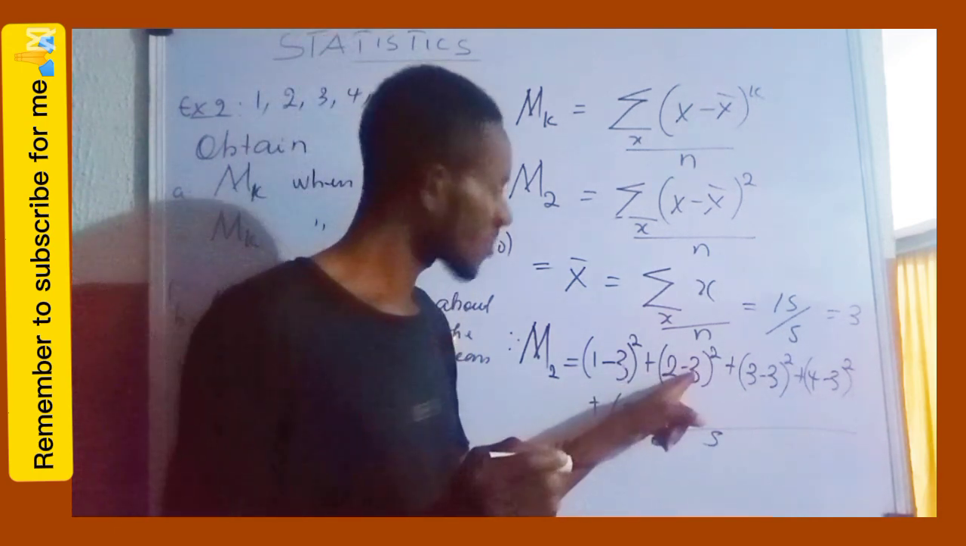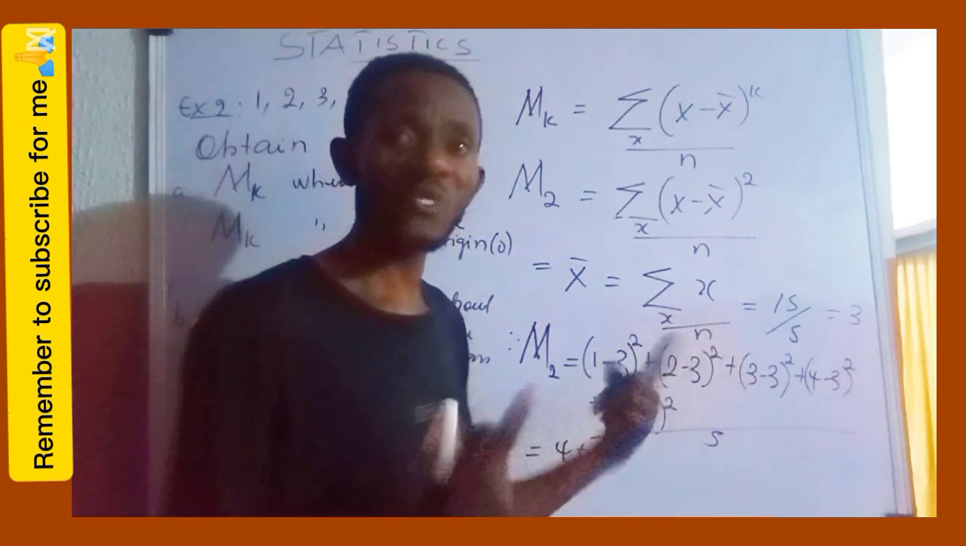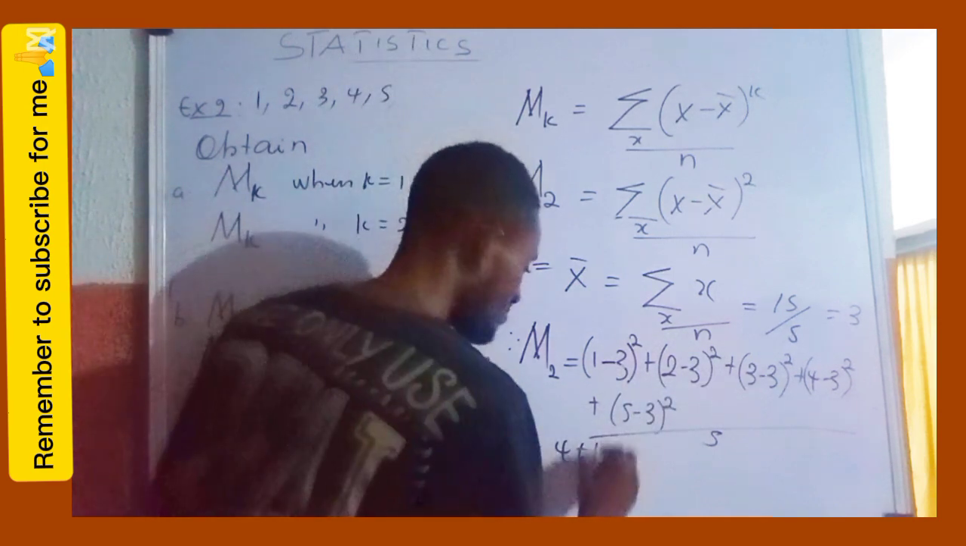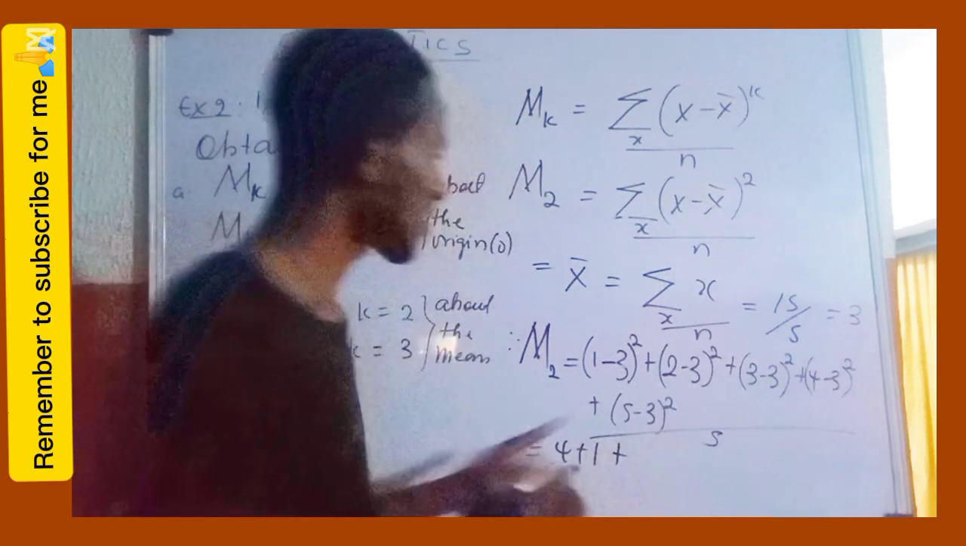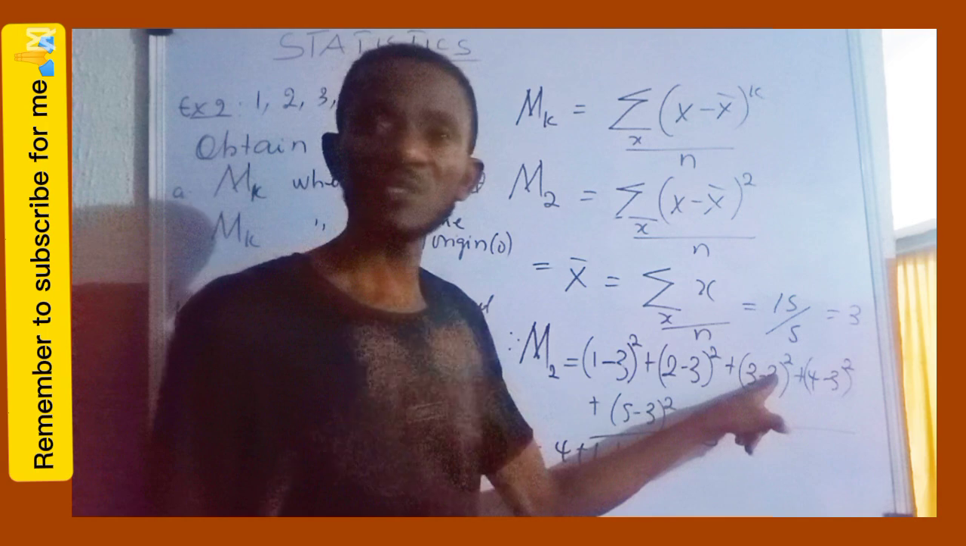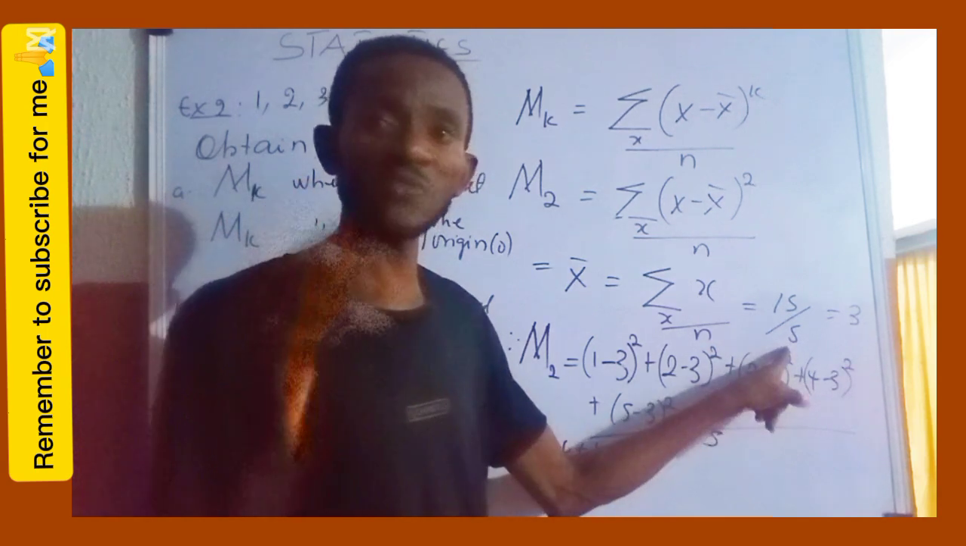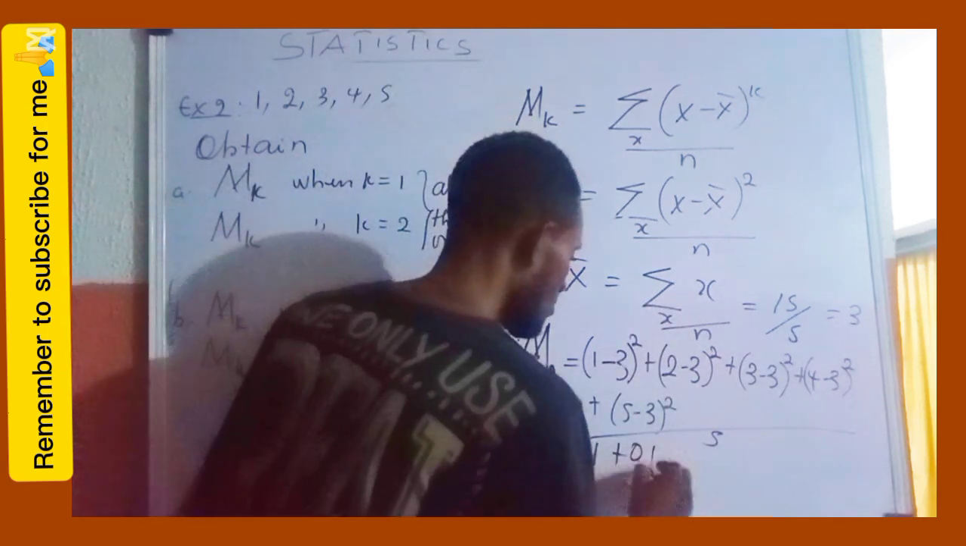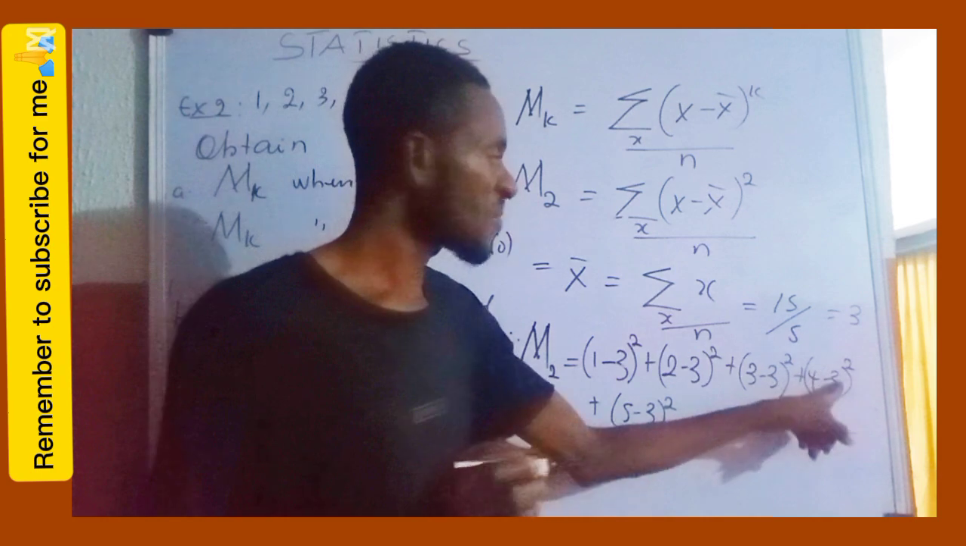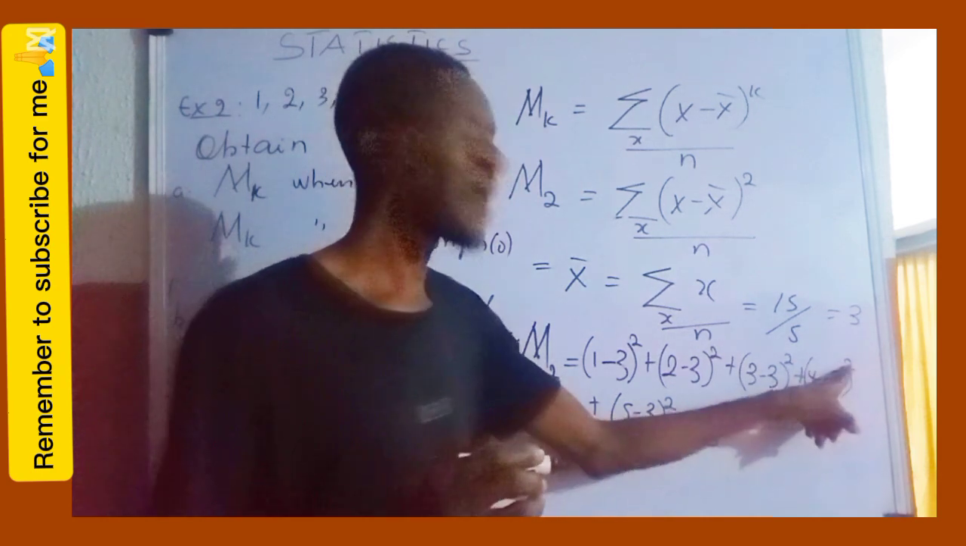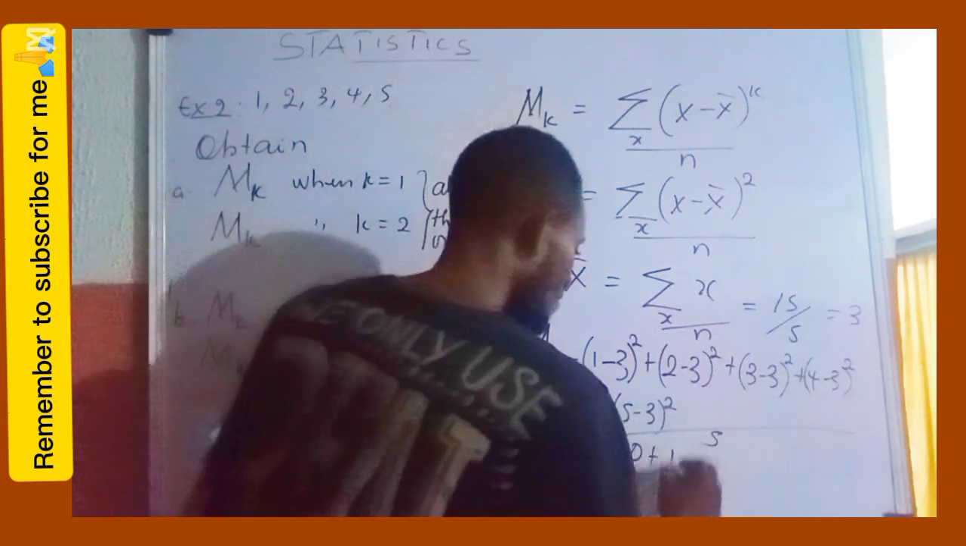So what you have here becomes 4 plus. 2 minus 3 is minus 1. Minus 1 squared is just 1, because we are talking about minus 1 times minus 1. Plus, here is 3 minus 3, which is 0. 0 raised to power 2 is 0. So here is 0 plus. Here is 4. 4 minus 3 is 1. 1 raised to power 2 is still 1. You have 1 plus.